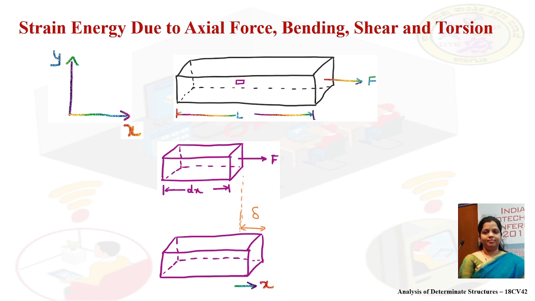Strain energy does not exist in a rigid body. There are two types of deformation. Work done happens in a body in two conditions. In the first condition, when you apply a force on a body, the body elongates along the direction of the force, and then only deformation exists, as you can see in the figure.